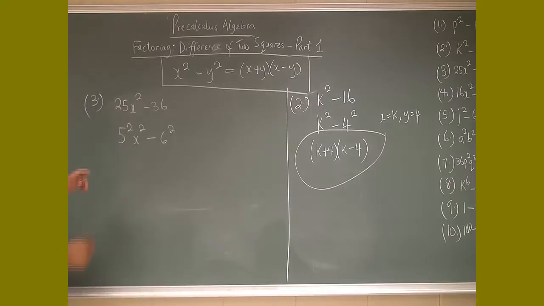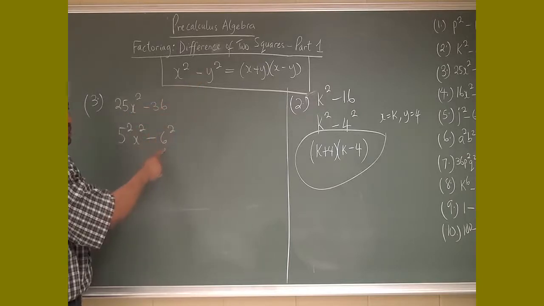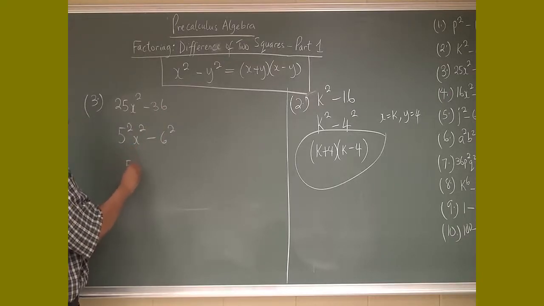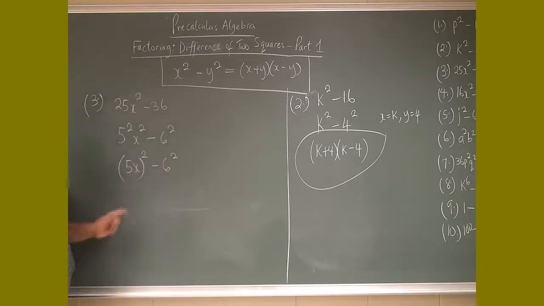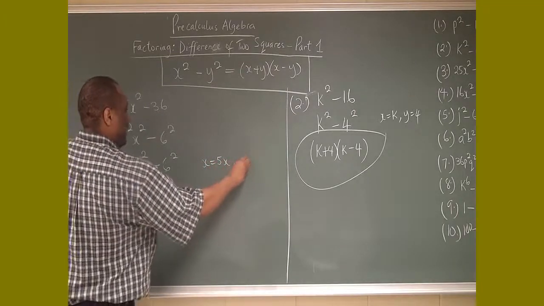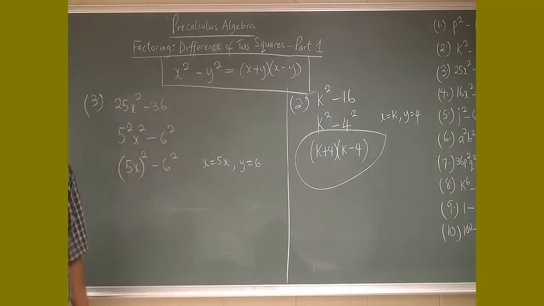And you don't stop here, because we are good for the 6. Our y is 6 here. Our y is 6, which means you are good. But here we have two things. So how are we going to make it to be one thing? This means 5x all squared minus 6 squared. You see that now? Because of the law of exponents. So this means that our x here is 5x and our y is 6. That is what it means. Our x is 5x and our y is 6 when you compare it.